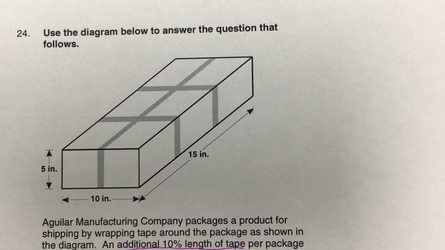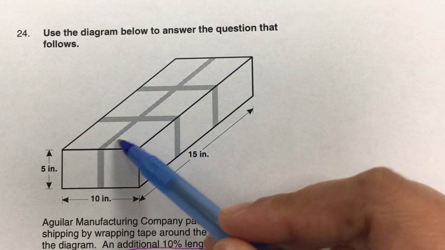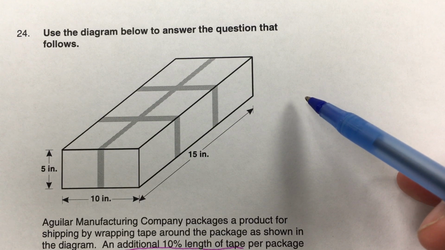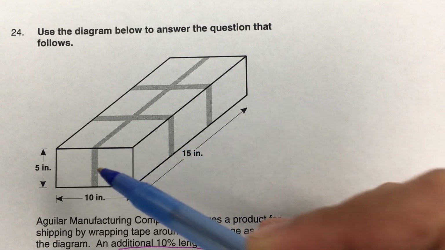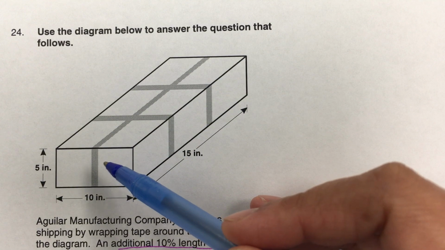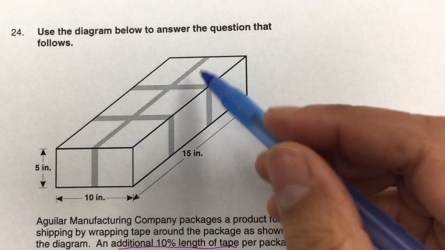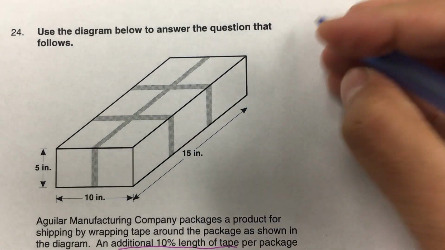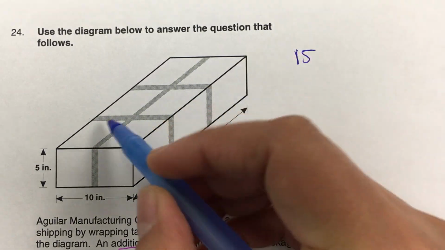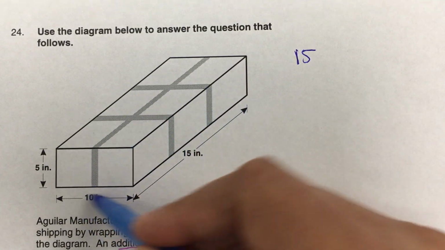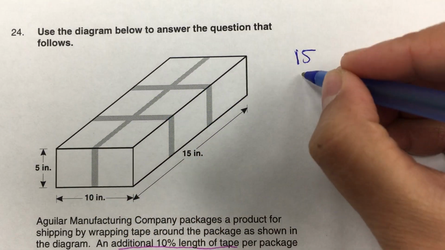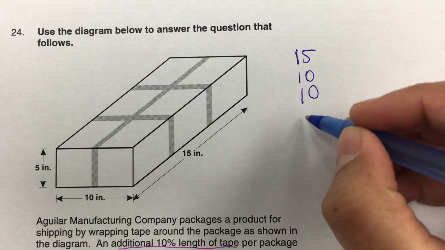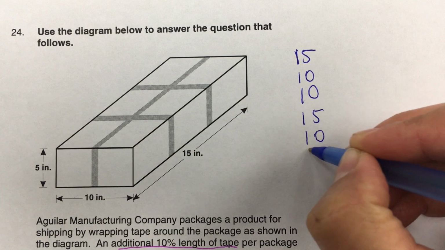Okay, so what you can do is find the length of the tape for the top and just put it twice because you also have it at the bottom. And the same for back and front and right and left. So on the top, we can see that this tape is 15. Then you have this tape that is this same length, which is 10 and 10. And you do the same thing for the bottom. So it's 15, 10, 10.